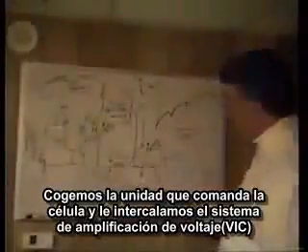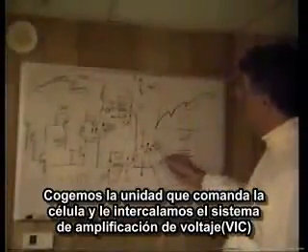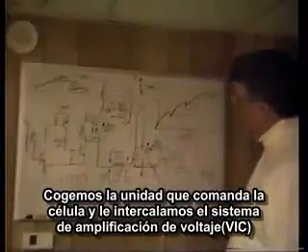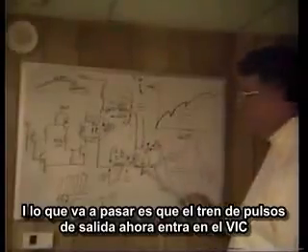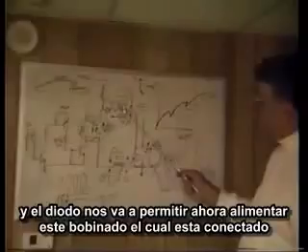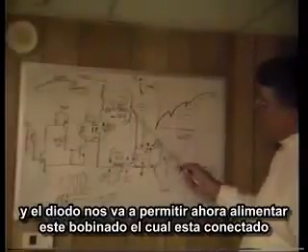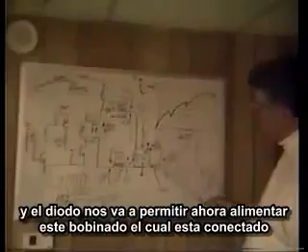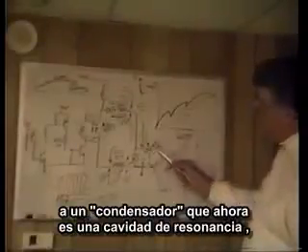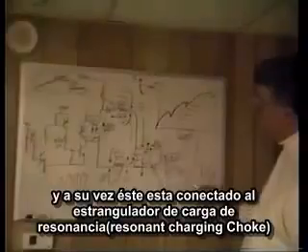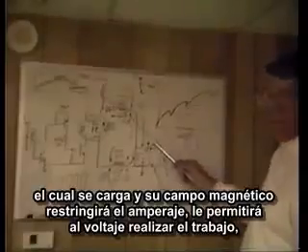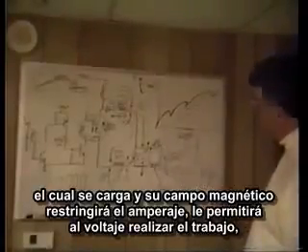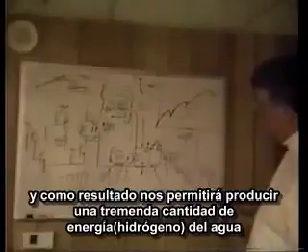Joan is taking the cell driver circuit, as you see right here, and we're going now to interface this with the voltage intensifier circuit. And basically what will happen is that a unipolar pulse train is now entered into the voltage intensifier circuit. And as this happens, this switching diode will now allow this coil to be energized, which is now hooked to the capacitor, which is the resonant cavity, and it forms a resonant charging choke. And basically what takes place is that this charging choke here will be energized, and its magnetic field now will restrict the amp flow, allow voltage to take over, and as a result we'll be able to produce a tremendous amount of energy, hydrogen gas from water on demand.